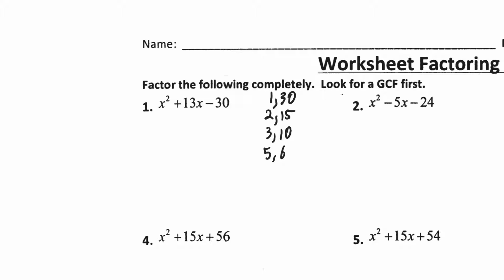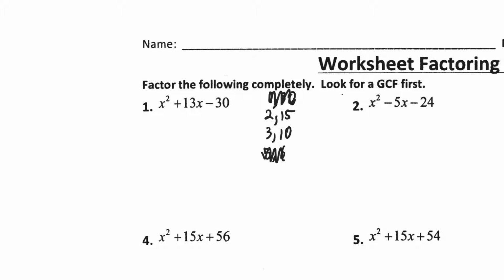Now, we're going to have to be careful here because look, 2 and 15 can get to 13, right? And 3 and 10 can get to 13. So I'm going to have to think about what's going on with that. I know it's not these two. Those don't get me to 13 regardless. Okay? So it's going to be one of these two. Now, here's the thing. This has to be a negative 30. The way you get a negative by multiplying is one has to be positive, one has to be negative.